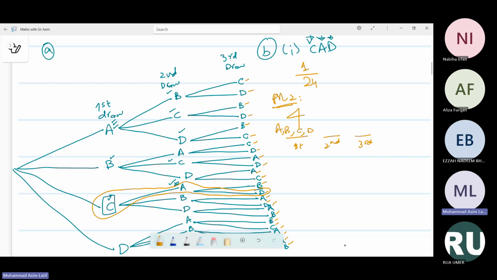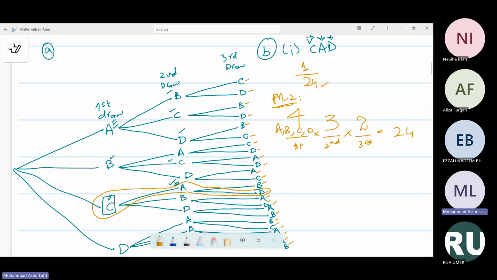Then once any of these 4 cards has been drawn and it has not been replaced back, for the second draw, we can have 3 of the remaining cards. And once we have drawn 2 cards, we are left with 2 cards. So the third possibility would be including those 2 cards. So multiplying them together, 4 3s are 12 and 12 2s are 24. Total possibilities are still the same, 24.